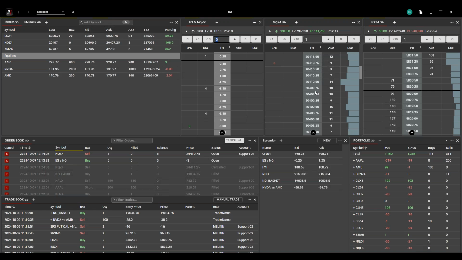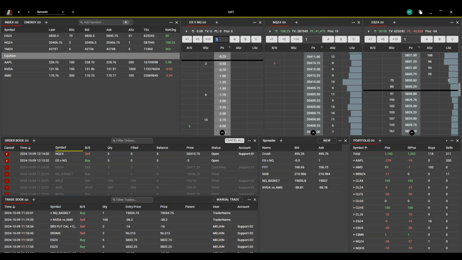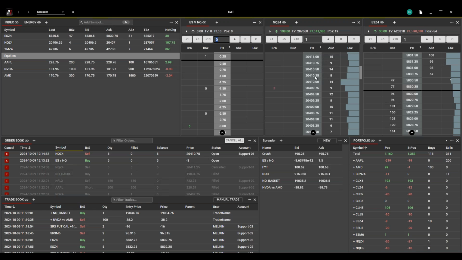But that quote leg is looking at the price of the ES and determining the price at which it needs to quote the NQ in order to achieve my desired spread price of -3. That is why we only have one leg, one order working right now in this spread. There is no working order in the ES and the hedge leg. That order will only get sent once the quote leg is filled.